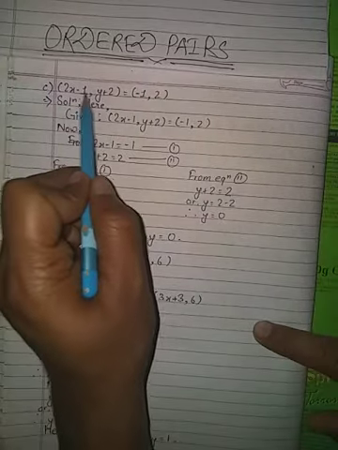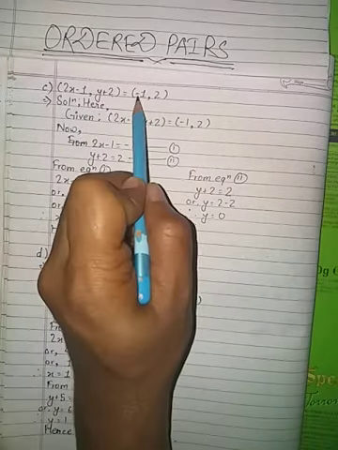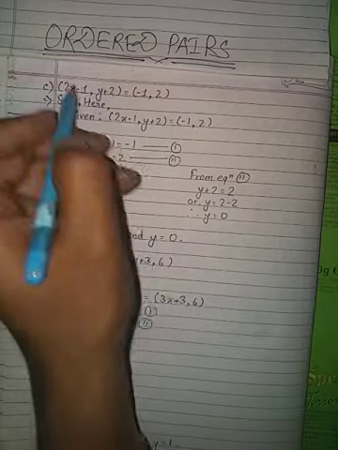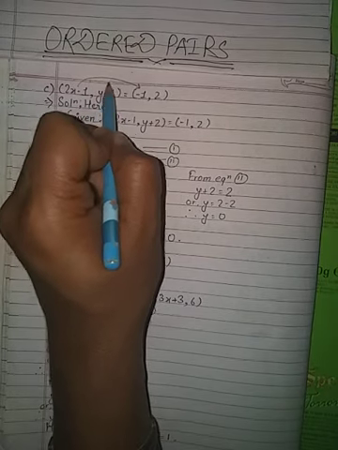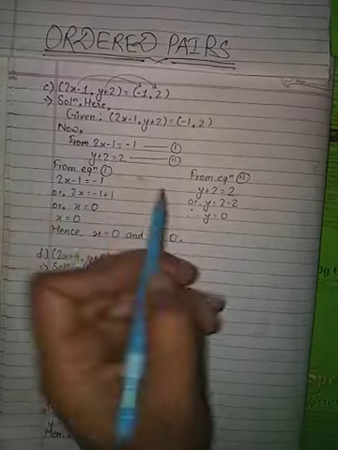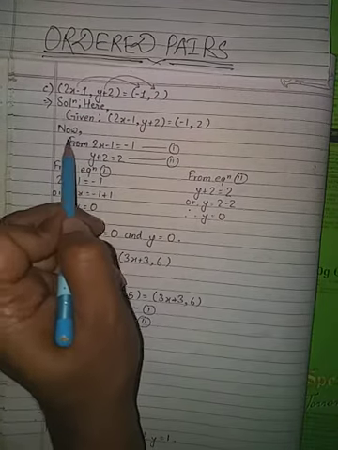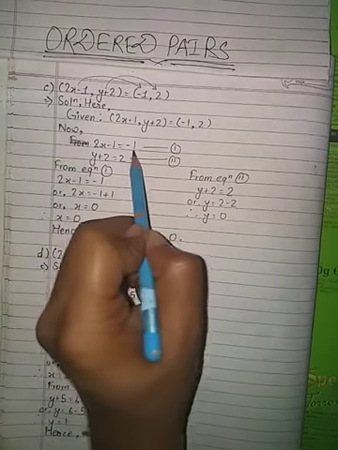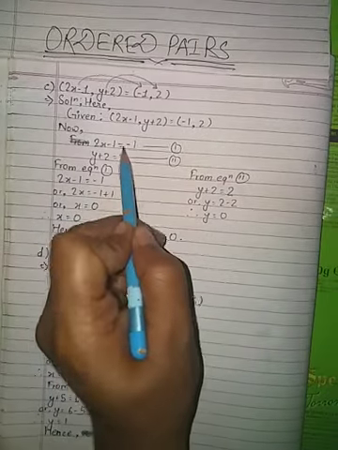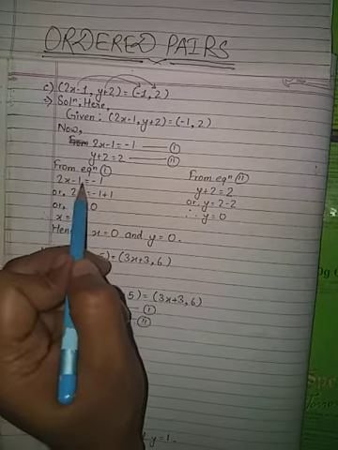Here, 2x minus 1, y plus 2 equals minus 1, 2. Equating the corresponding elements, what will we get? 2x minus 1 equals minus 1 and y plus 2 equals 2. We get two equations here, with the variables kept on the left hand side: 2x minus 1 equals minus 1 and y plus 2 equals 2. So from equation 1, what we get: 2x minus 1 equals minus 1.